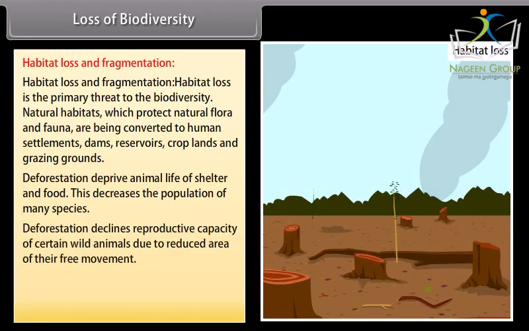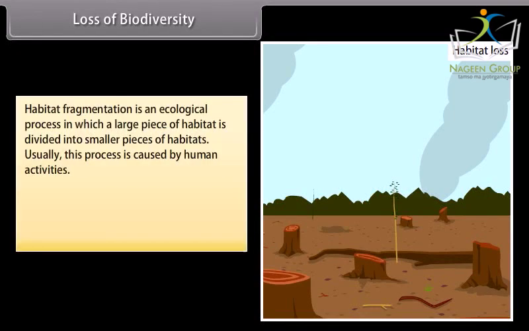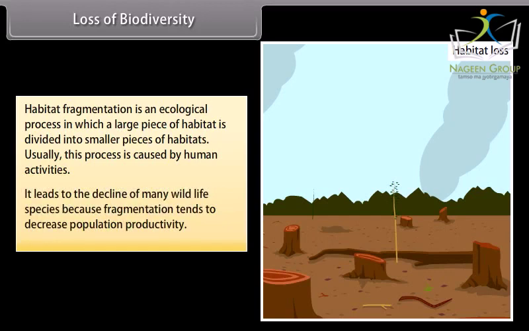Deforestation declines reproductive capacity of certain wild animals due to reduced area of their free movement. Migratory animals are also affected by deforestation because of the disturbance in their routes. Habitat fragmentation is an ecological process in which a large piece of habitat is divided into smaller pieces of habitats. Usually, this process is caused by human activities. It leads to decline of many wildlife species because fragmentation tends to decrease population productivity.